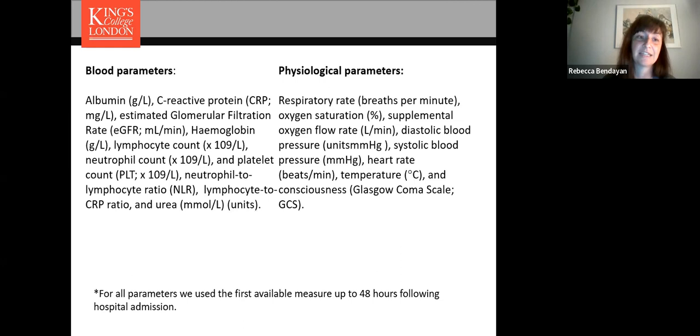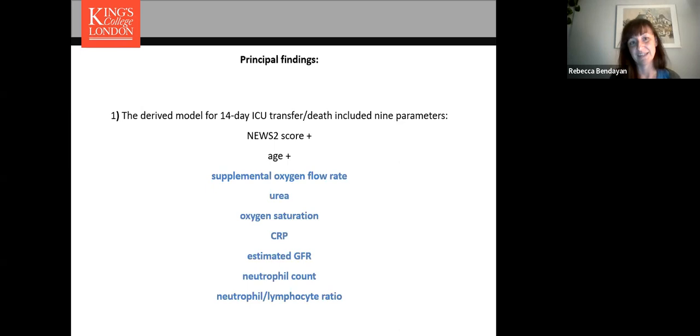And we included all those parameters. And we ended up with improved criteria for admission, which by now is much more improved, but at the time was an improvement. It included not only some of those NEWS items, but also neutrophil count and other blood biomarkers. And so on, we kept on.